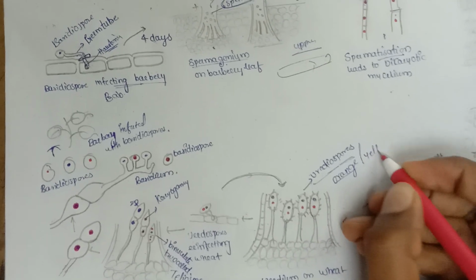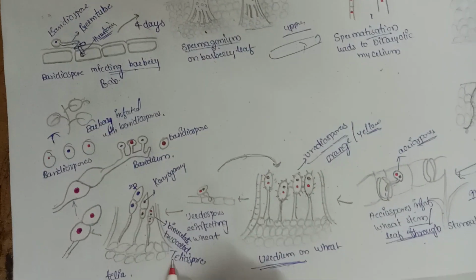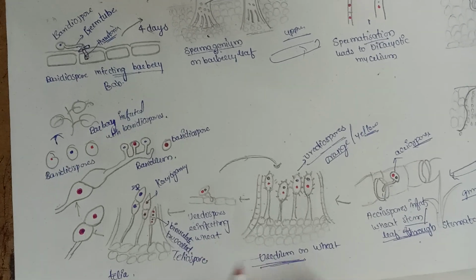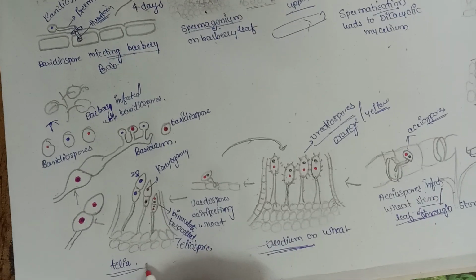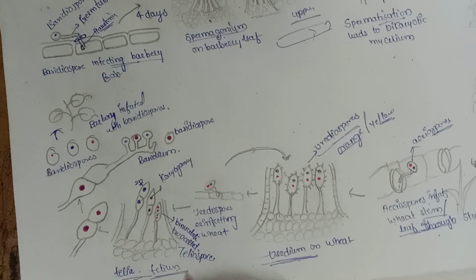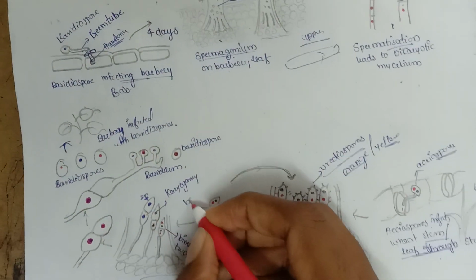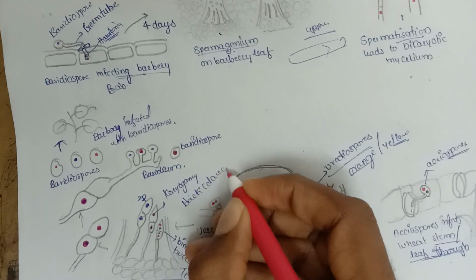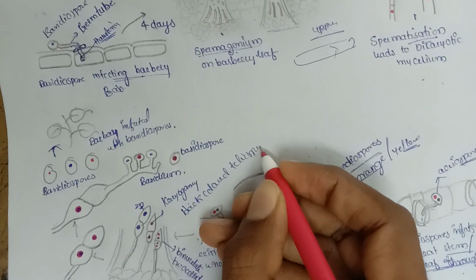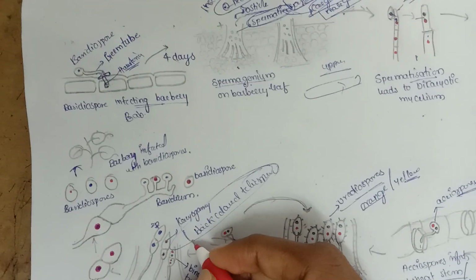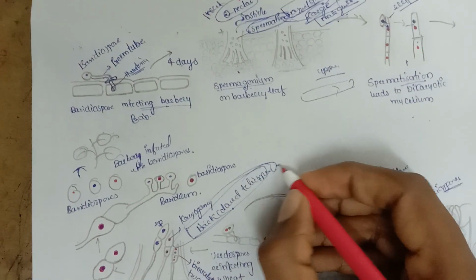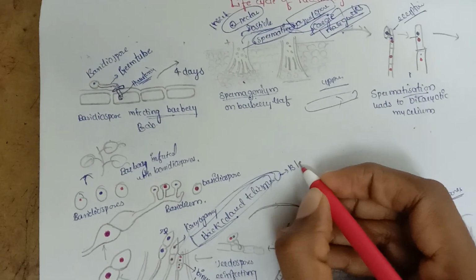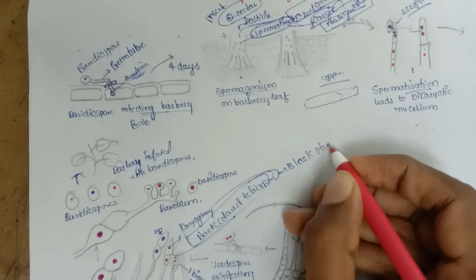or yellow color, and then this uredium is converted into the telium or telia. Telium is black. This produces the black colored teliospores. So due to these black colored teliospores, wheat stem rust is also called black stem rust.